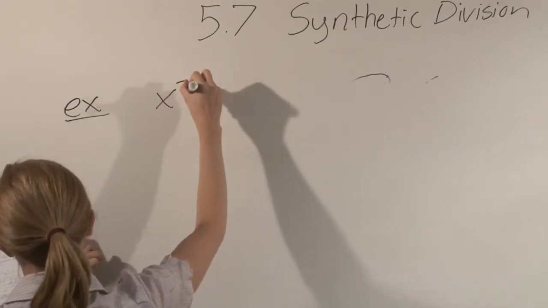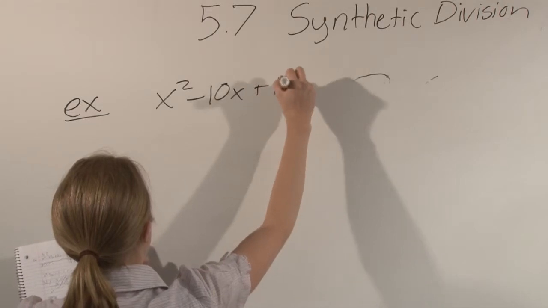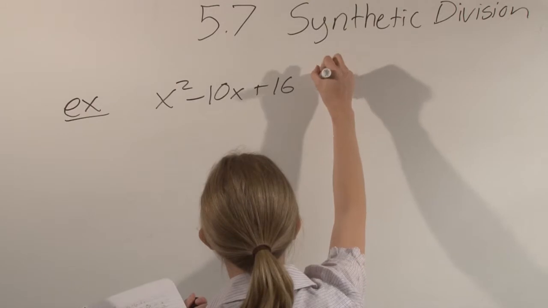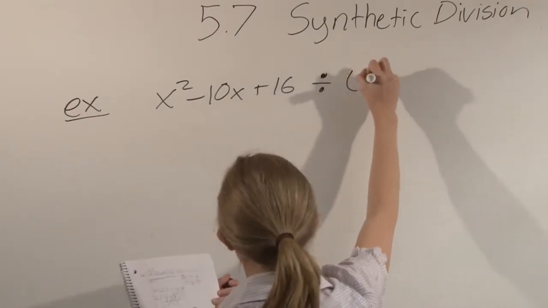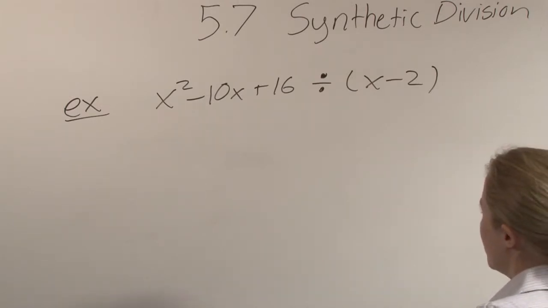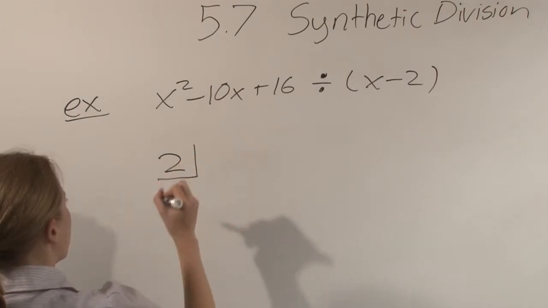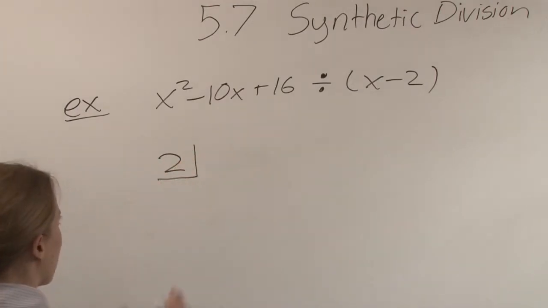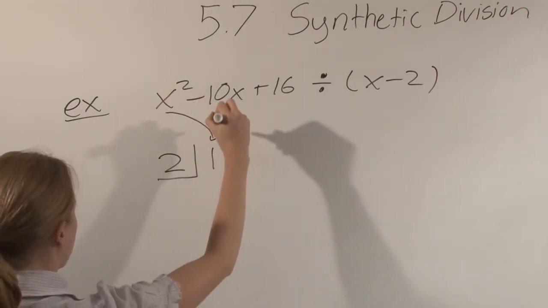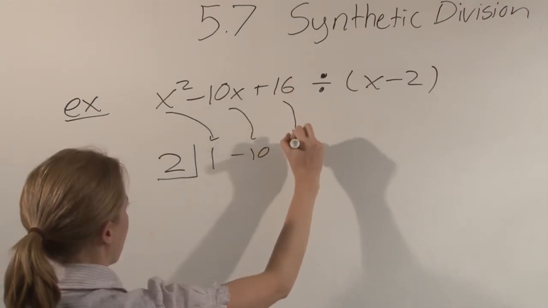So here's an example. I have this trinomial here, and I want to divide by x minus 2. So this is of the form x minus c, where c is 2. So I'm going to take this 2, put it in a box, and then I'm going to take the coefficient of each term. So here we are going to put a 1, a minus 10, and a 16.